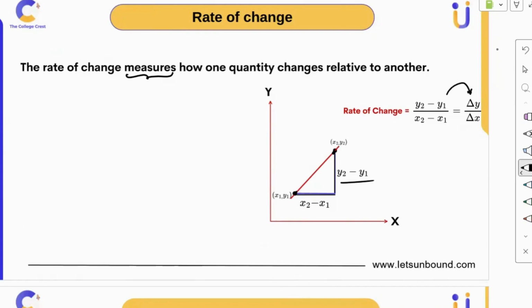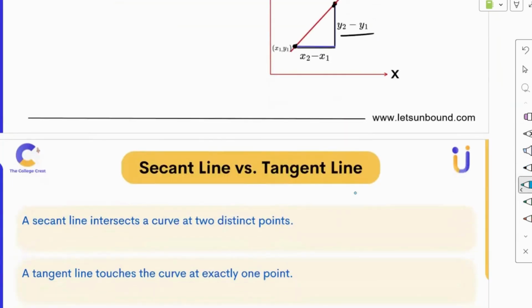Now in the calculus way, we will be using this kind of notation. Del y by del x. Del means change. Mostly for change, we will use this triangle symbol. Change in y by change in x. Change in one quantity over change in the other. So this is the rate of change part. Now we have two important rates of change, so we will be going deeper into that.